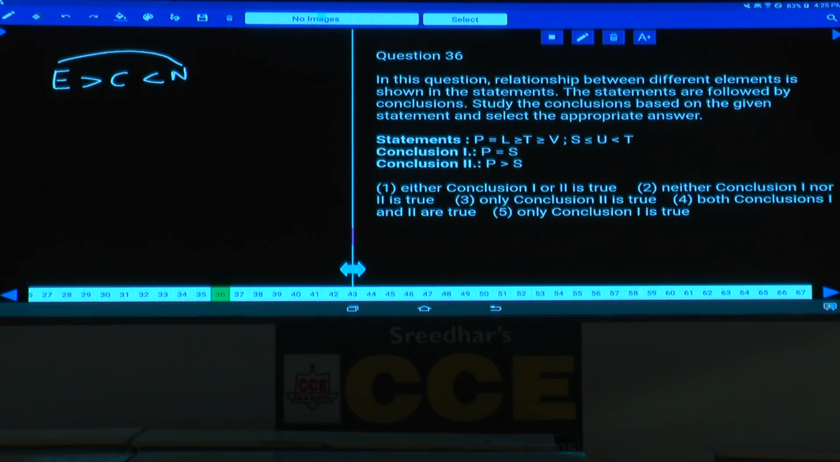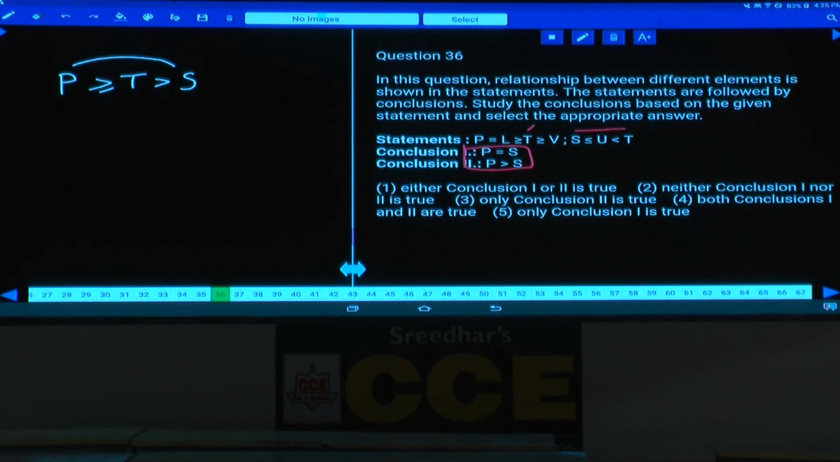Then question number 36. Now, if you observe here, both the conclusions are in between P and S. Now, P is here and S is here. The letter which is common between these two is T. Now, first P to T, the relation is P greater than or equals to T. And next one, T and S, if you observe here, S lesser than T. S lesser than T means T greater than S.